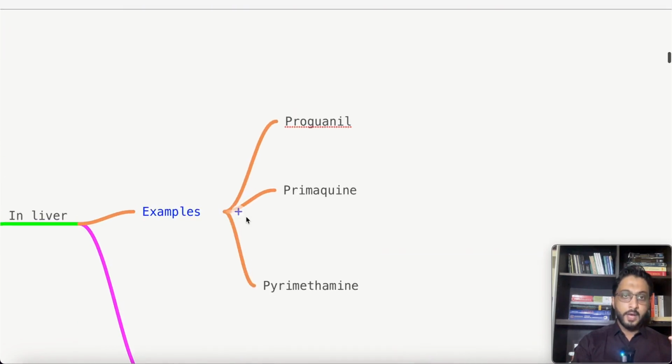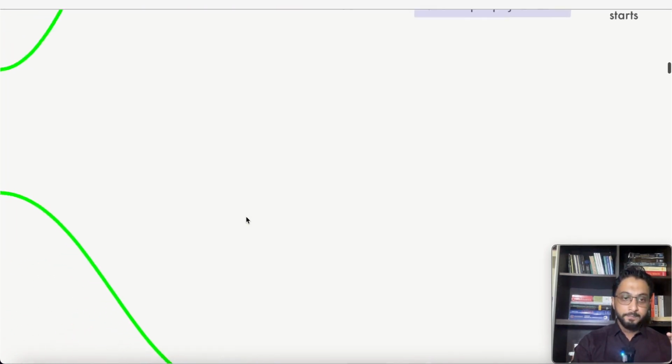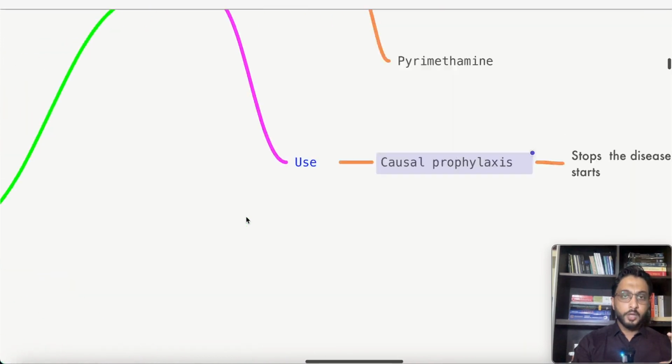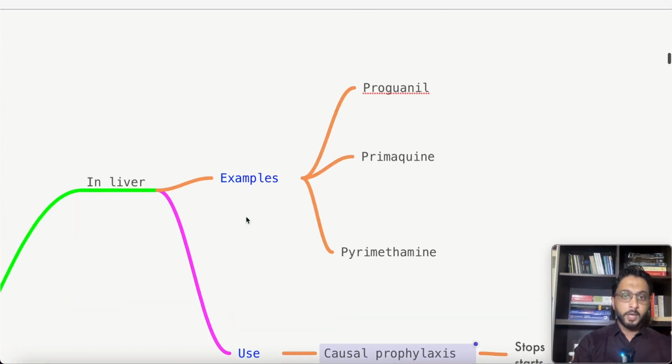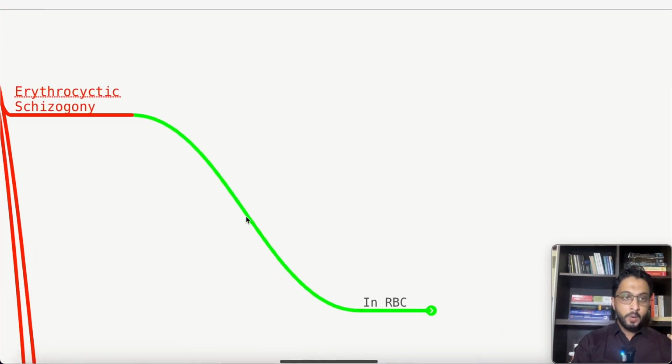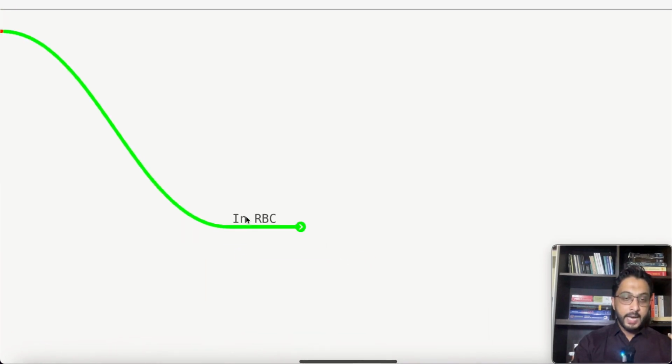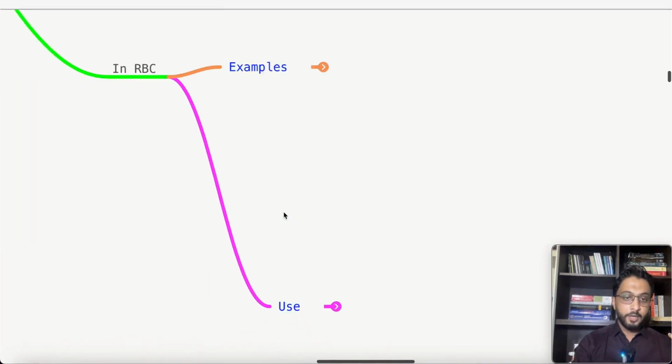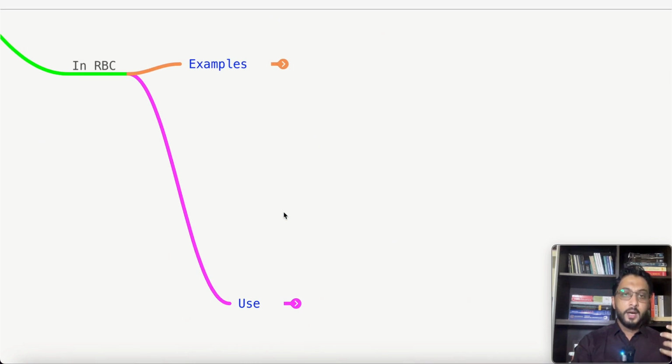Okay, so these are the 3 drugs you get there. Now, going further, you've got 3 drugs out there: proguanil, primaquine, pyrimethamine. Now in the erythrocyte, that is in the RBC, the same thing is happening. We're going to see the examples. A little more is there.